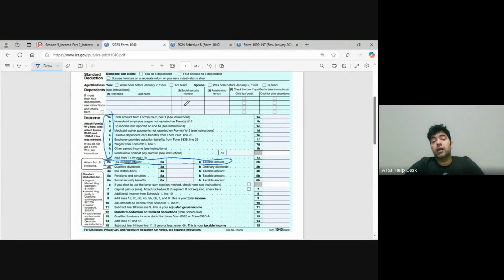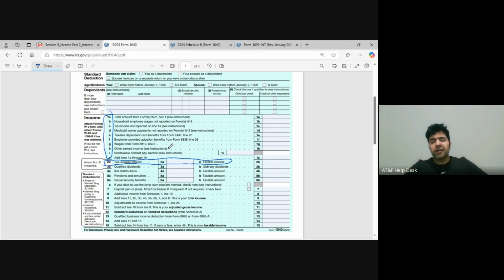Now, most of the state bonds, if you have invested in state bonds, the interest on those bonds is mainly tax exempt, state or local bonds. But federal level bonds and interest are taxable.